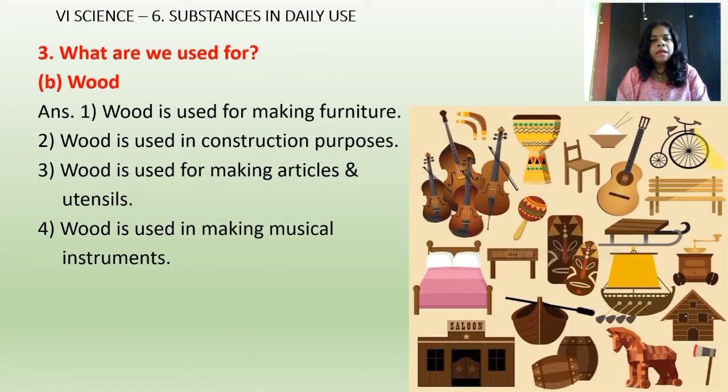Next one, wood. Wood is used for making furniture. See the different types of furniture. There's a bed, there's a table. Wood is used in construction purposes. Even houses are made of wood sometimes. Wood is used for making articles and utensils. You can see a few utensils here, children, which are made from wood. Wood is used in making musical instruments. See the violin and guitar, children. They are made from wood.